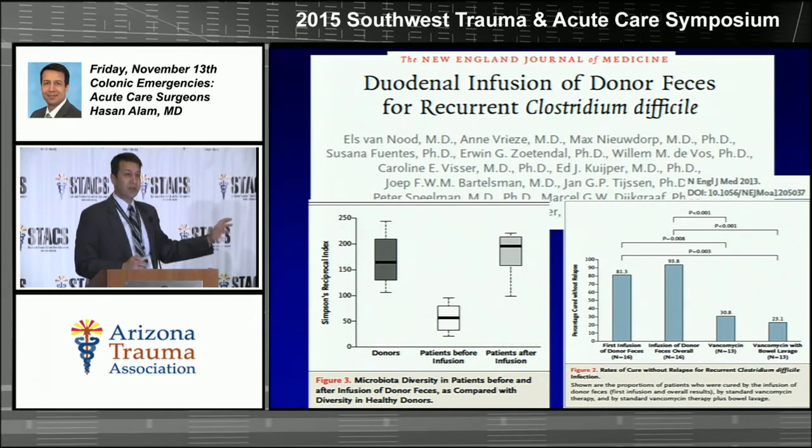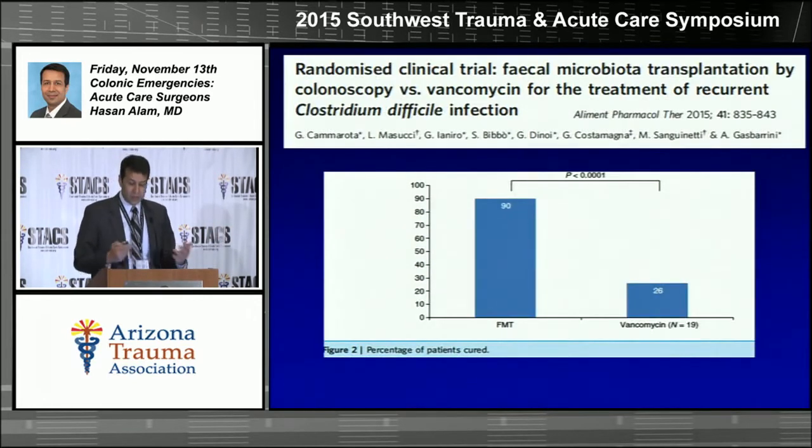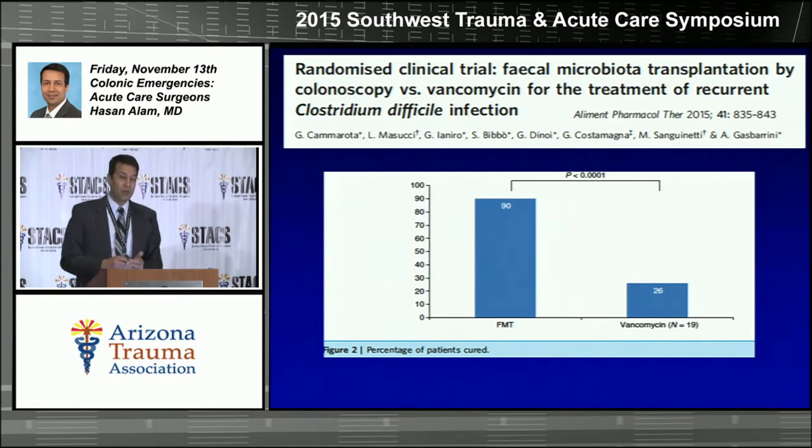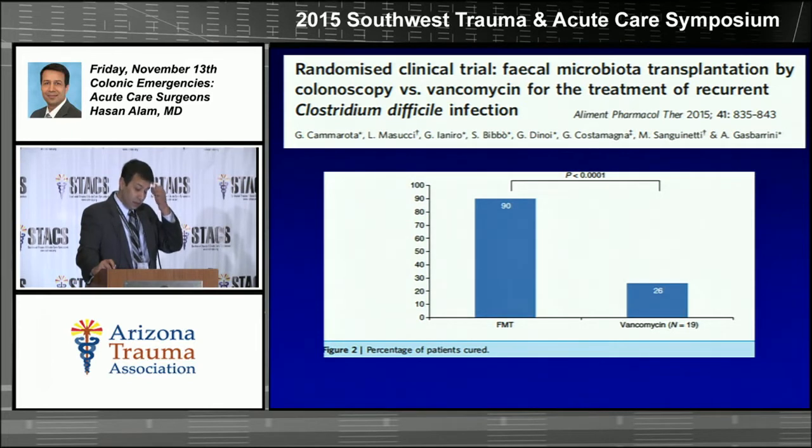Now, these were not sick and dying patients, but since then, it's been tried in much sicker patients. Here, it was done not just as a pill, but with a colonoscopy, just spraying the inside of the colon with the donor stool. And again, when you look at the response compared to vancomycin, the response rate is about 90% with the strategy.